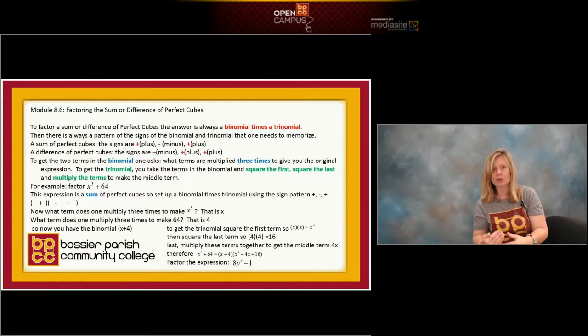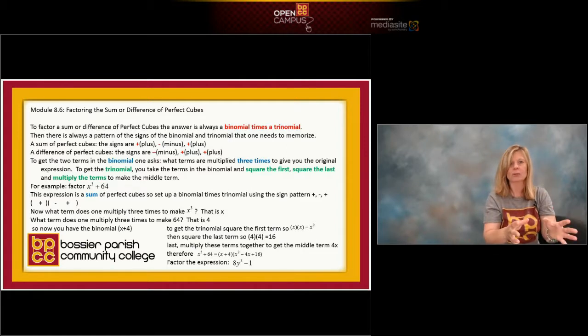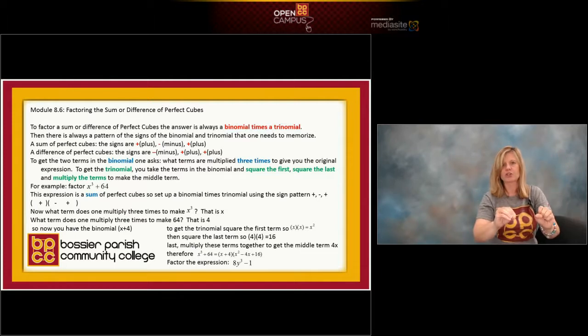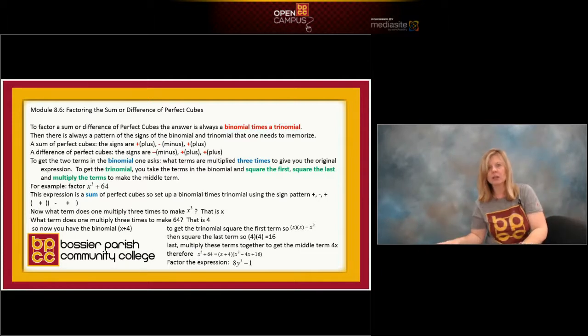In most algebra books, they want you to memorize a formula to factor this. And that formula is confusing. What you need to learn is saying in your head, to factor a sum or difference of perfect cubes, it's a binomial times a trinomial. To get the binomial, I say, what did I multiply 3 times to get the original expression? To get the trinomial, I square the first, I square the last, I multiply to make the middle. All right, let's try some on the whiteboard.